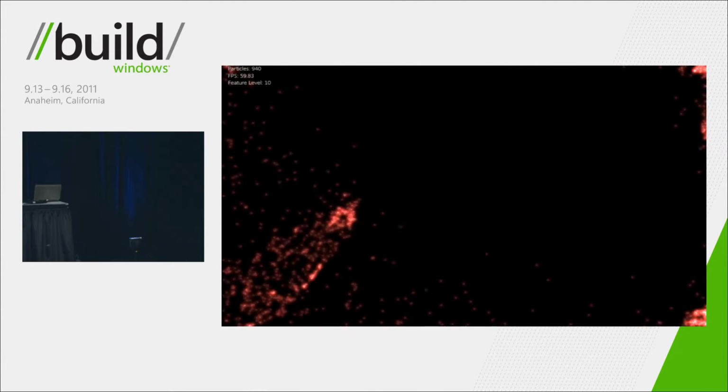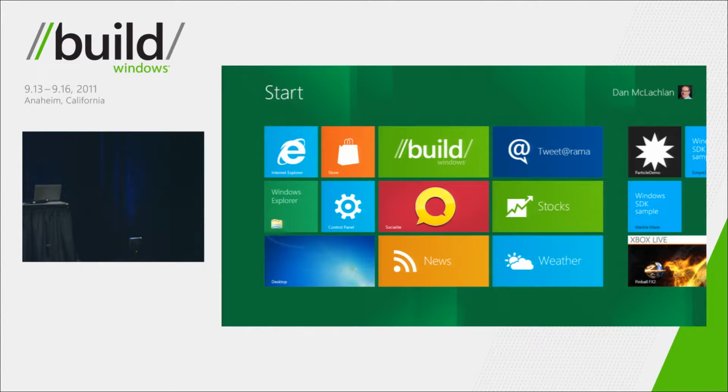So now we're going to move to the second machine. This is a 9 device, and as you might remember from what I said earlier, feature level 9 doesn't actually have geometry shaders, so we actually had to build a second code path to be able to generate the pixels in the same way that we did before.